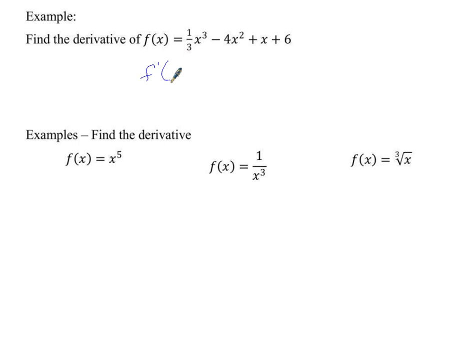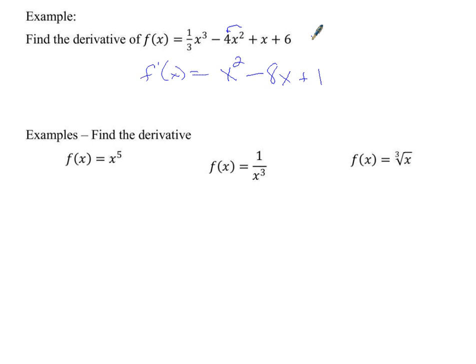So let's just go, f prime of x equals, the 3 comes down, right? And I have 3 times 1/3, which is 1, x to the second, minus, the exponent comes down, 8x to the first, I don't have to write that, plus 1 from this guy, and then that 6 goes away. So that is the derivative right there. Now you can do calculus in your head.